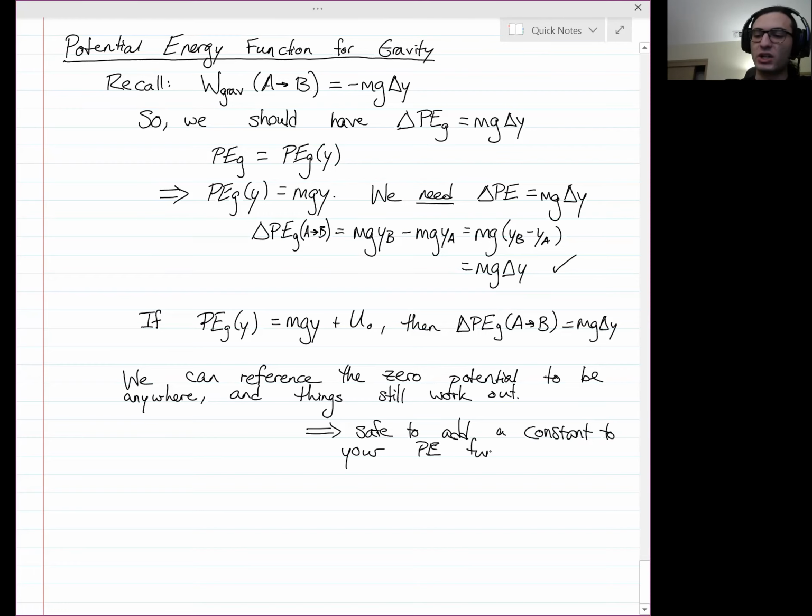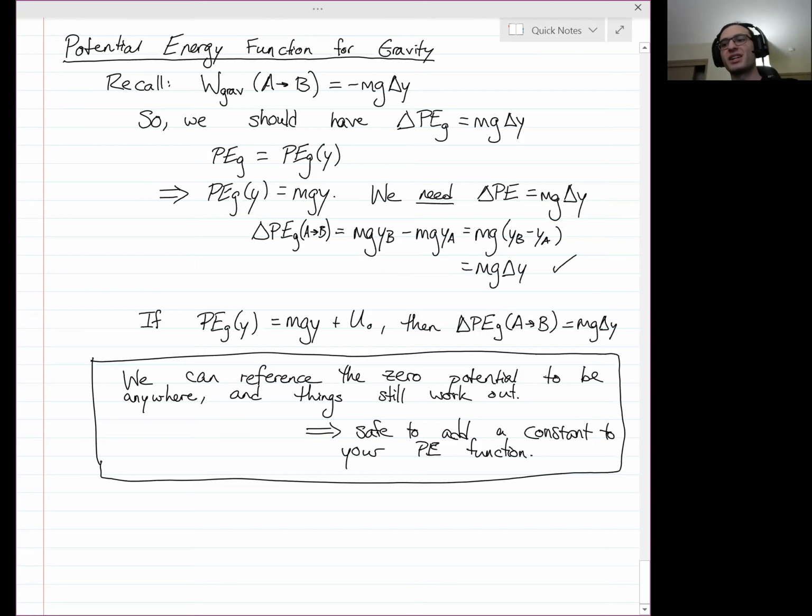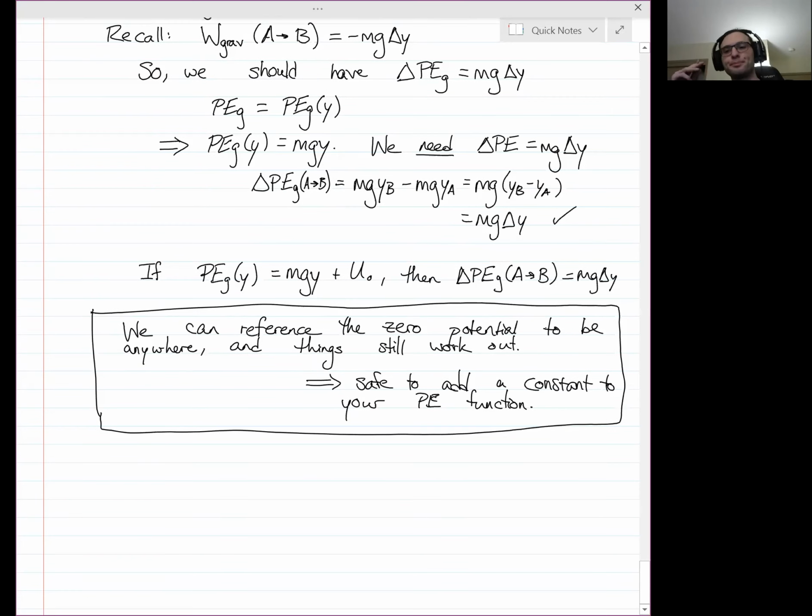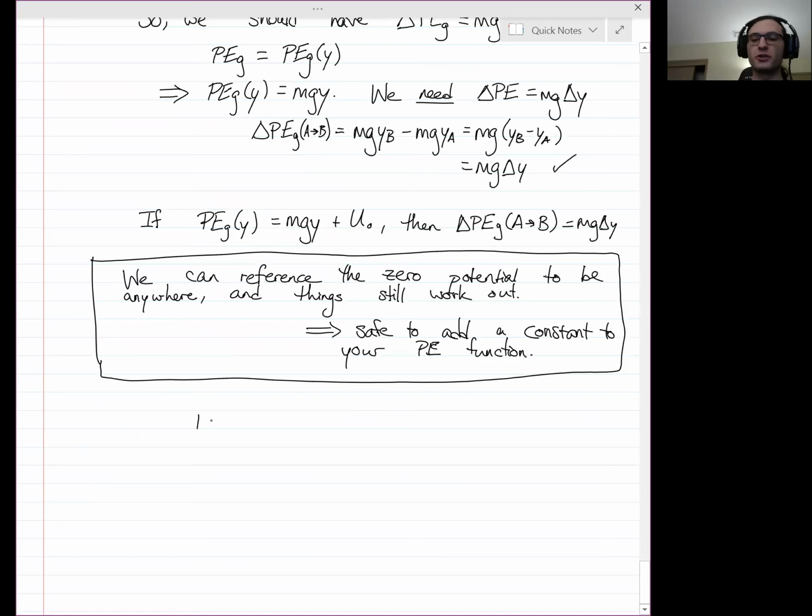Now, you can't add different constants in the same problem because you have to be consistent. But if you just decide to use mgy plus 8 million joules, you're totally allowed to do that. So what the sentence here means is that let's say that we take potential energy due to gravity for an object of mass, say 2 kilograms.